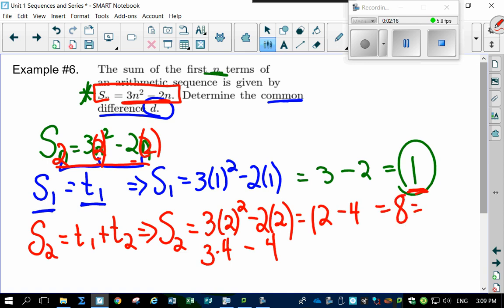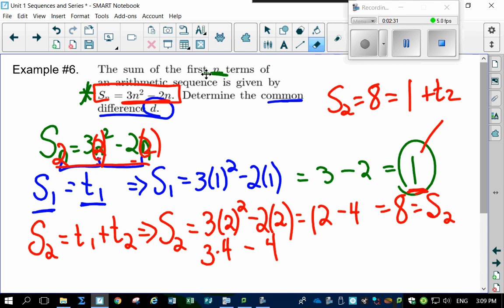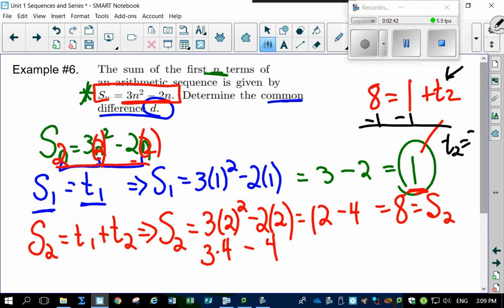But remember, that is the sum of two terms. The first term is 1, so the sum of two terms is 8. That means it's term 1, which is 1, plus term 2. Oh, cool. Check this out. I can actually use this idea here to find out what my second term is. Subtract 1, T2 has got to be equal to 7.